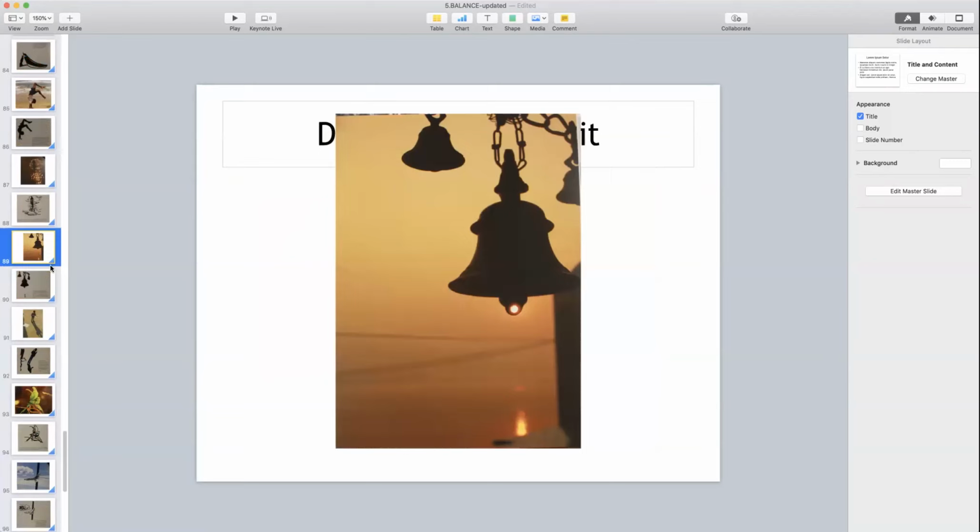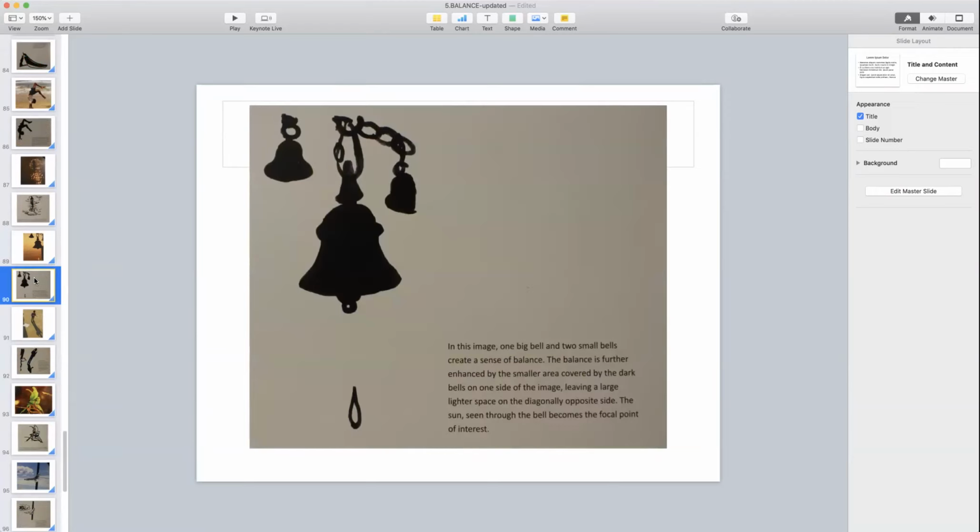Now you see here the sunrise or sunset, nobody can say, probably sunset, and then the picture of the bell. So the position of the sun is very interesting in this one. In this image, one big bell and the two small bells create a sense of balance. The balance is further enhanced by the smaller area covered by the dark bell on one side of the image, leaving a large, lighter space on the diagonally opposite side. The sun seen through the bell becomes the focal point of interest.